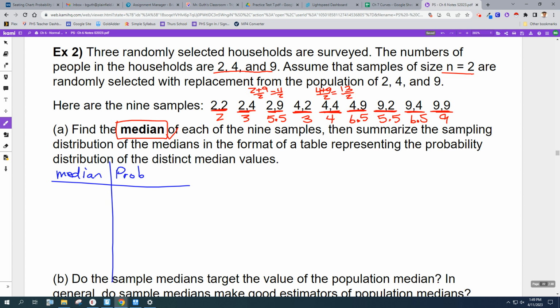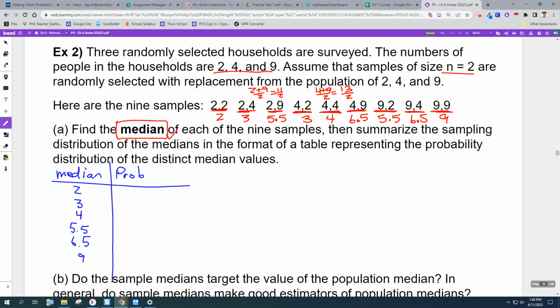Math Excel is going to want you to put them in increasing order. Smallest number I see is 2. And then I see a 3, 4, 5.5, 6.5, and 9. Math Excel makes you choose the numbers out of a drop down.